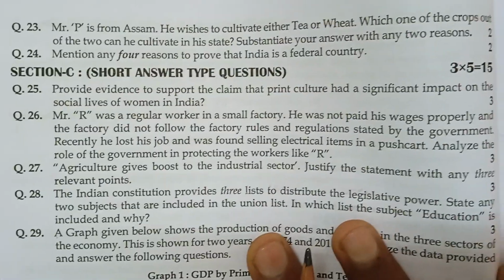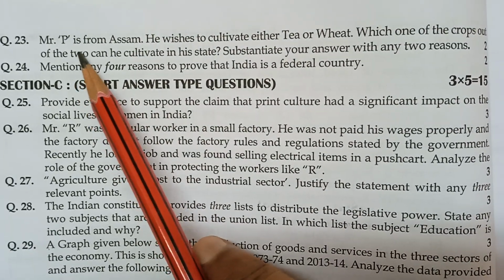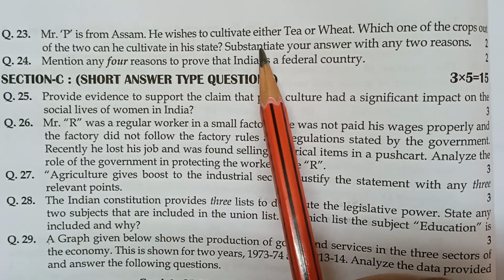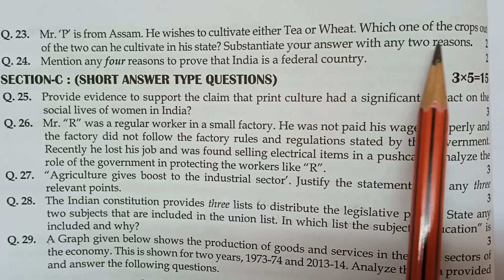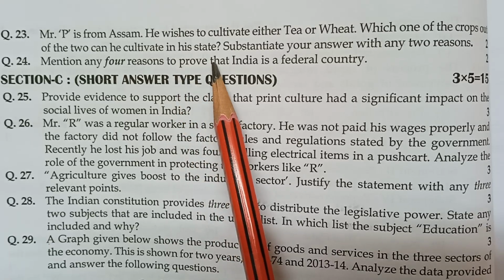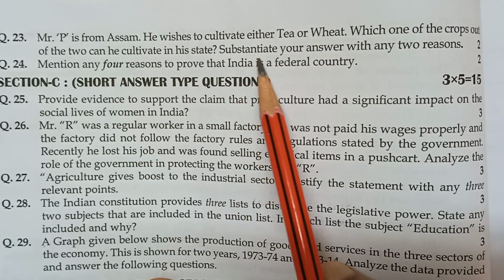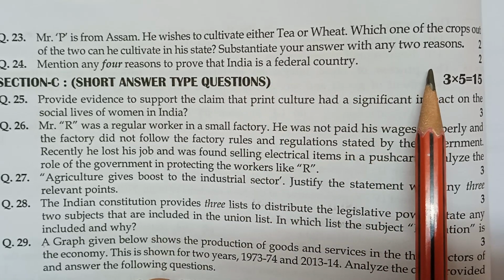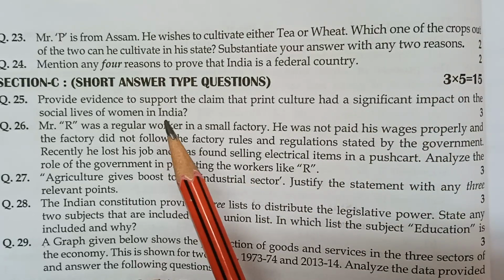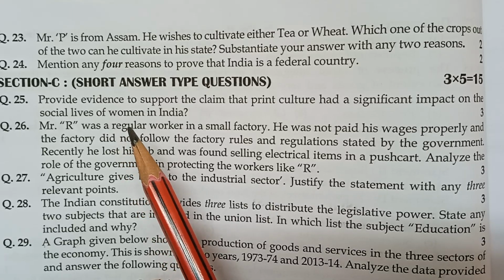Now see here, question number 23. Question number 23 says that Mr. P is from Assam. He wishes to cultivate either tea or wheat. Which one of the two crops can be cultivated in his state? Substantiate your answer with two reasons. So you have to give your answer with two reasons. It's a 2 marks question, so you need to answer according to the question, and you should be aware that your word limit should not be more than 40 words.